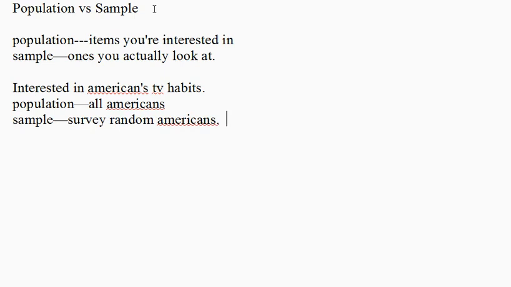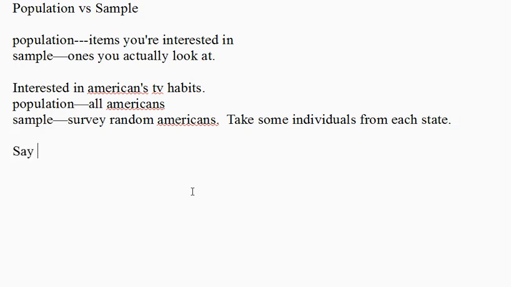The thing we need to make sure we do, though, is that these random Americans are actually representative of the whole population. So say we take some individuals from each state or something. I mean, if I only ask the people in Texas what do they watch, well, then I'm not getting an idea of what all Americans watch. I'm only getting an idea of what all Texans watch.